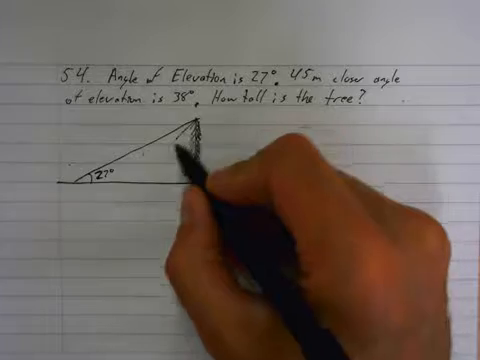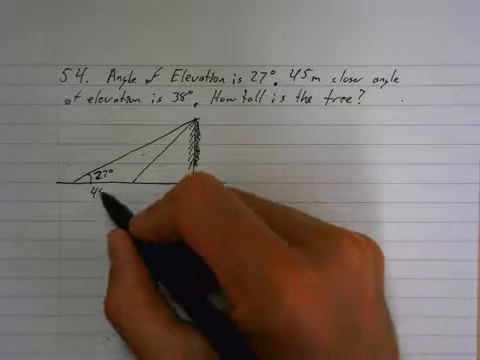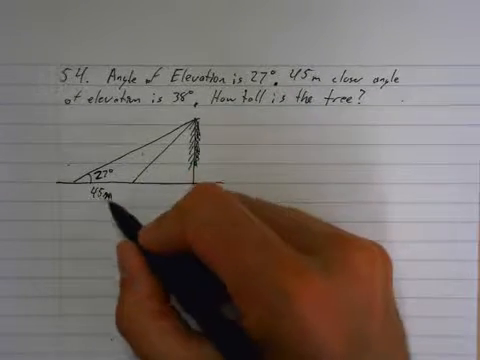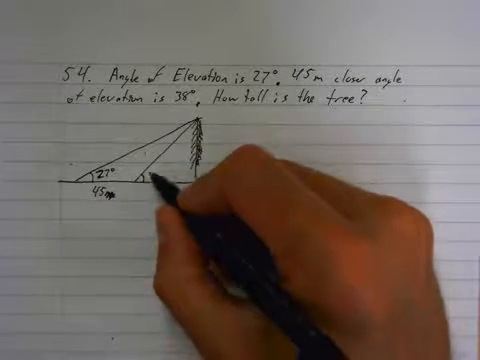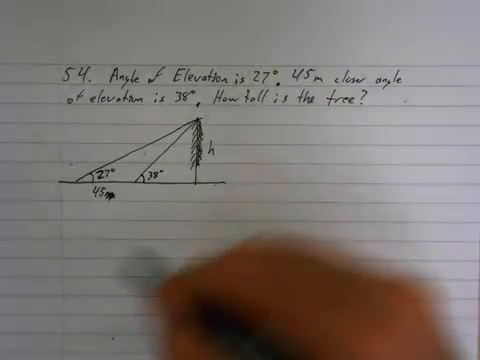Then from 45 closer, so they walk 45 meters. I guess I won't put the units in my drawing, that might just mess things up. The angle of elevation is now 38 degrees, and they want to calculate this height.